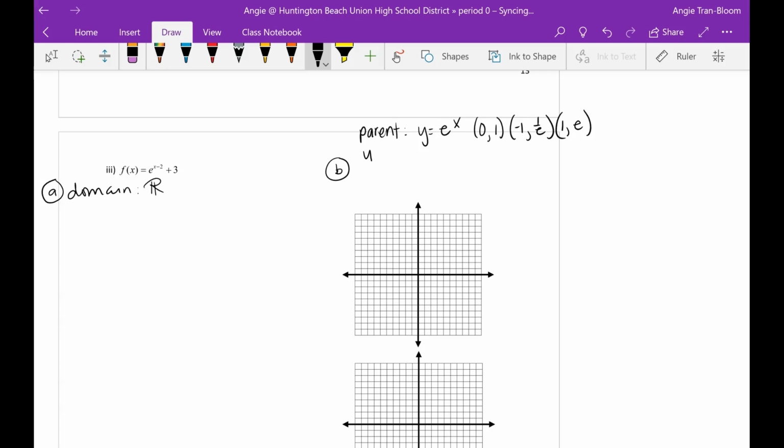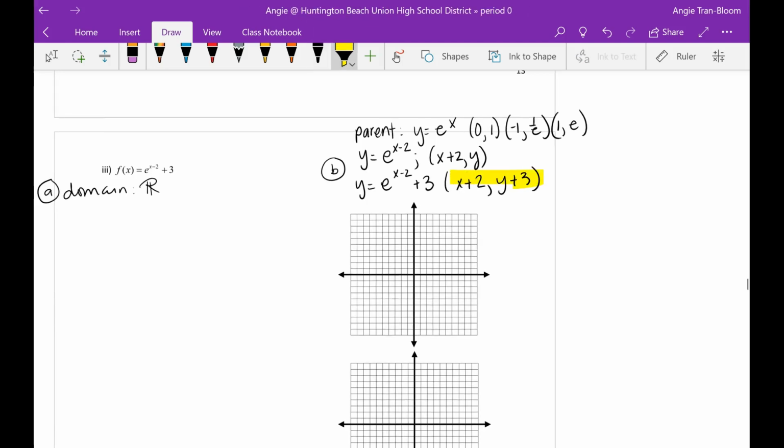Then I'm just going to write, this is going to be e to the x minus 2. That's a translation to the right by 2. That means I'm going to add 2 to x and y stays the same. And then y equals e to the x minus 2, we talked about that already, plus 3. This plus 3 means I will now have to add 3 to the y because it's moving up. So this is my final algebraic equation that I'm going to use, so that way I can write my final 3 points.